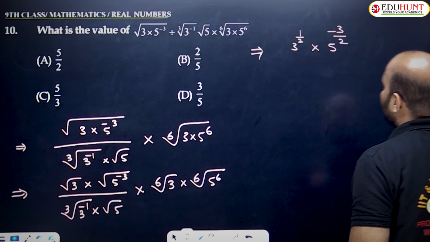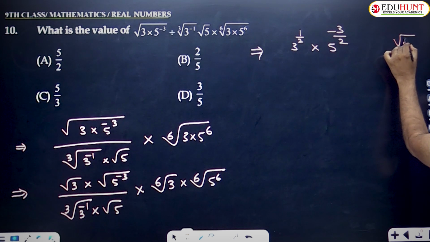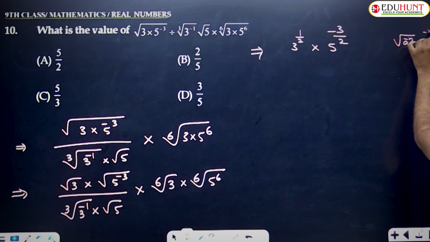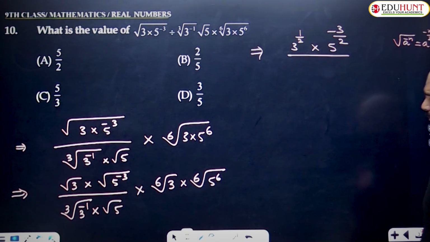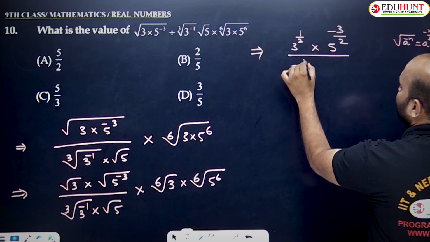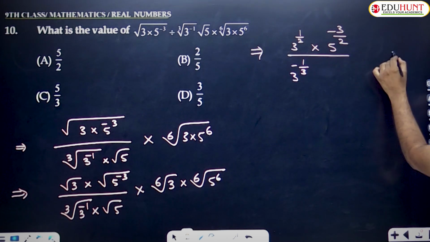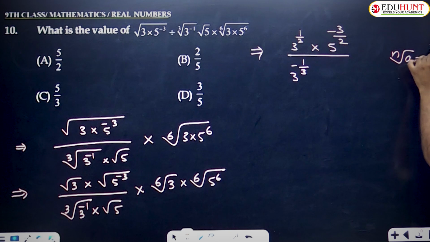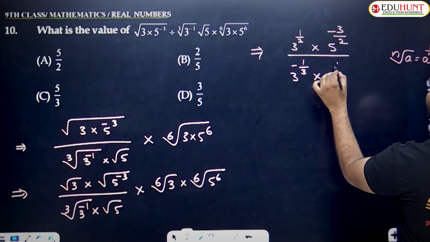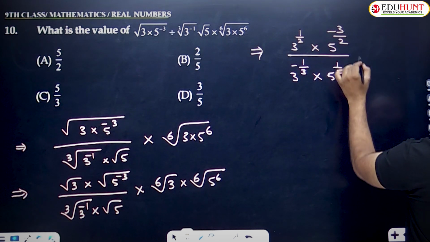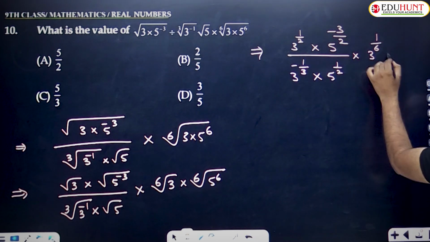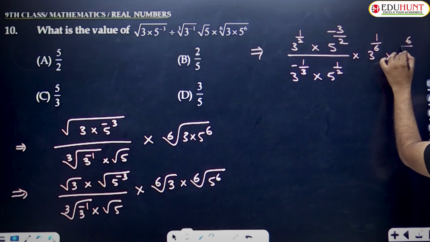So according to what is the formula? Square root of a power minus n can be written as a power minus n by 2, just like that, whole by. So cube root of 3 power minus 1 can be written as 3 power minus 1 by 3. Actually, nth root of a can be written as a power 1 by n. Am I clear? So next one, root 5 can be written as 5 power 1 by 2. Am I clear? Into, so 6th root of 3 can be written as 3 power 1 by 6, and 6th root of 5 power 6 can be written as 5 power 6 by 6.